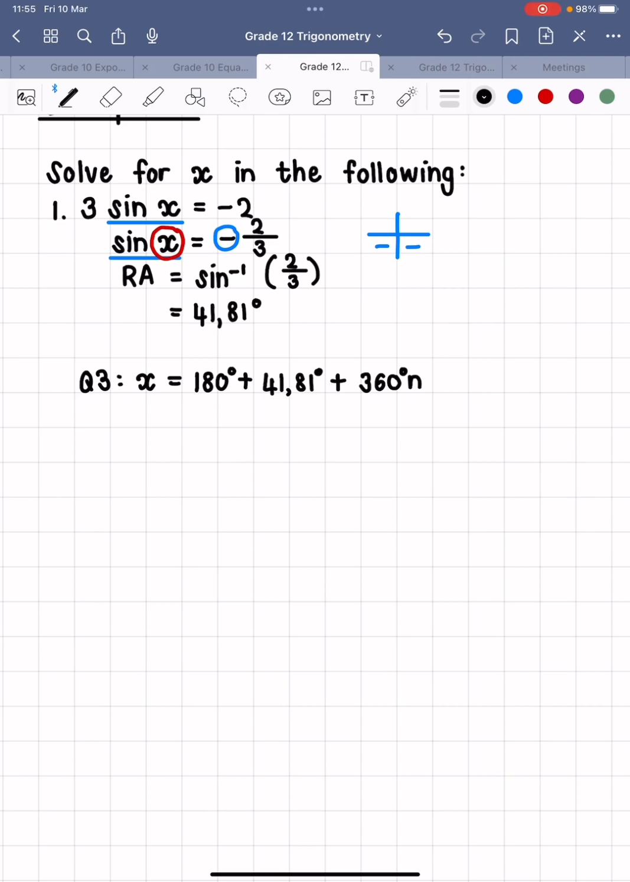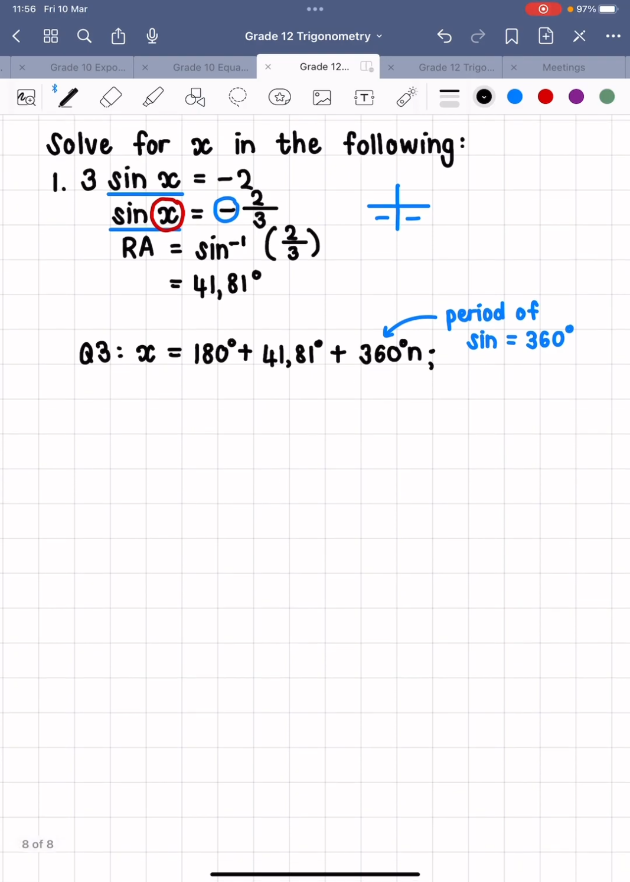If we think of the sine graph, a sine graph doesn't stop at 360. It carries on going. And what is the period of a sine graph? 360 degrees. So this is because the period of sine is 360 degrees. We need to also say, do we remember what n has to be? n has to be an element of the integers, Z.